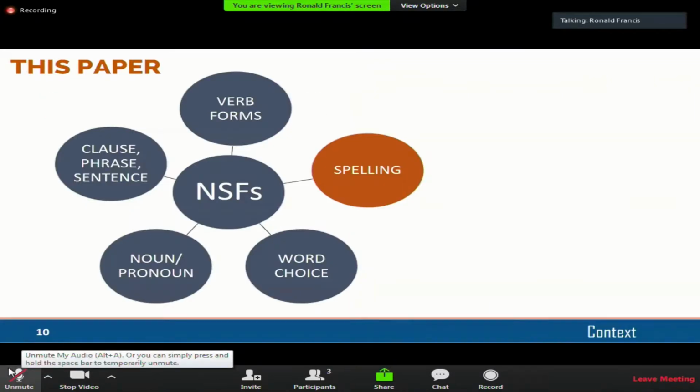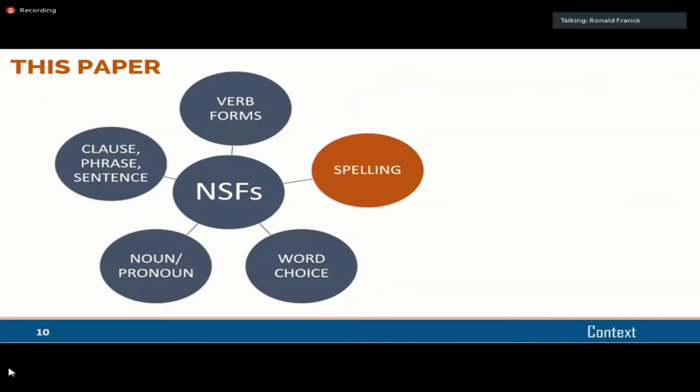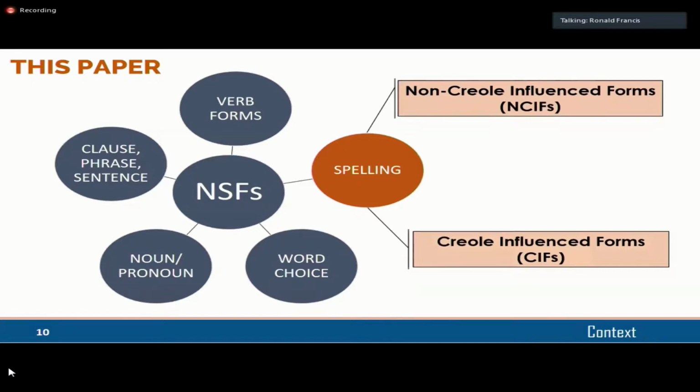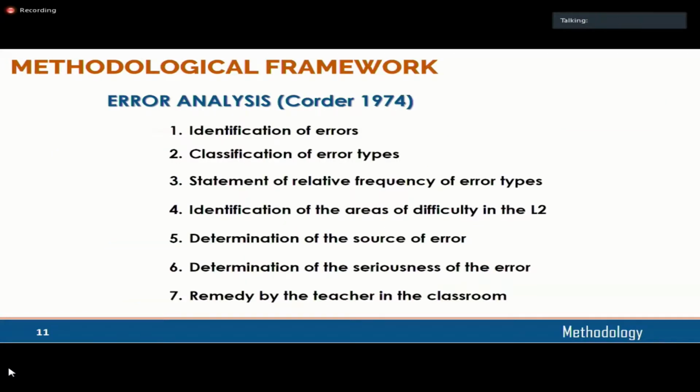So, of course, I have looked at verb forms. I presented on verb forms, word choice errors, noun errors, and clause and phrase errors. But I was having a lot of issues with spelling errors, and that is what I looked at in preparation for today's presentation. I basically took spelling errors from one group and categorized them into non-Creole and Creole forms. And I will discuss the types of errors that I received. And I'm open, of course, to all types of feedback in that regard. I will just run through the method because I'm running out of time here.